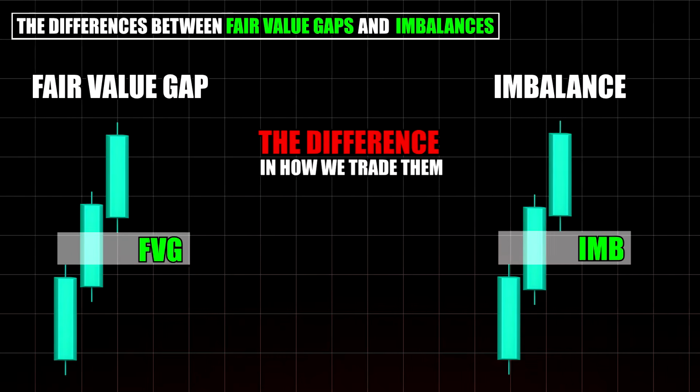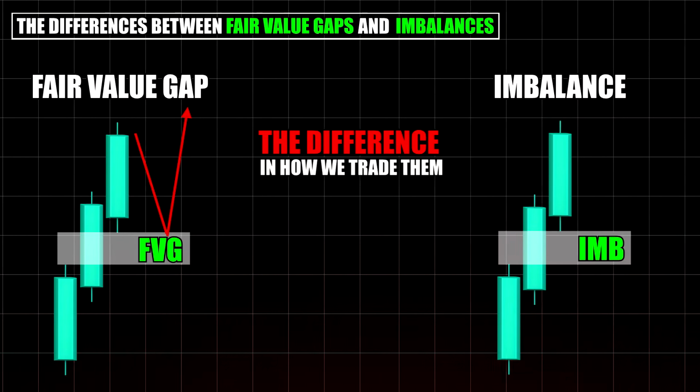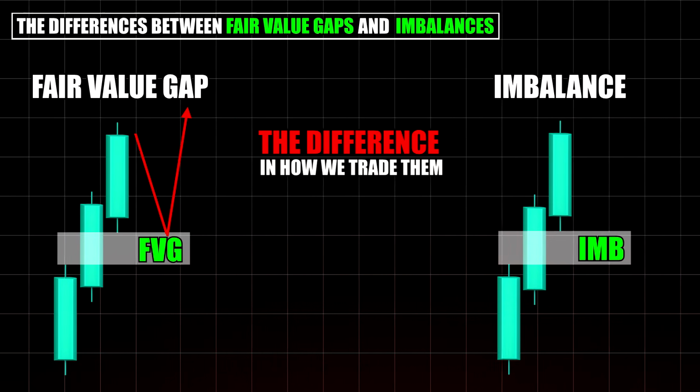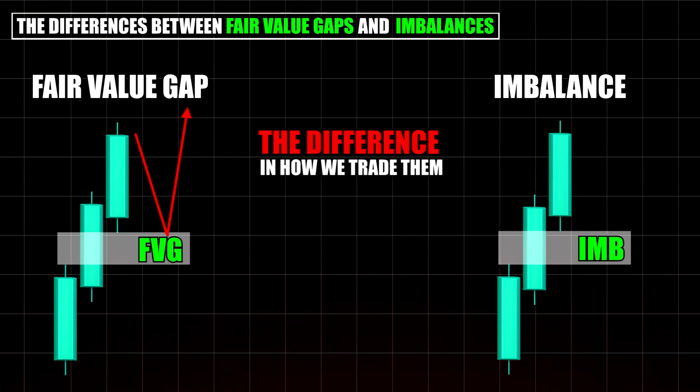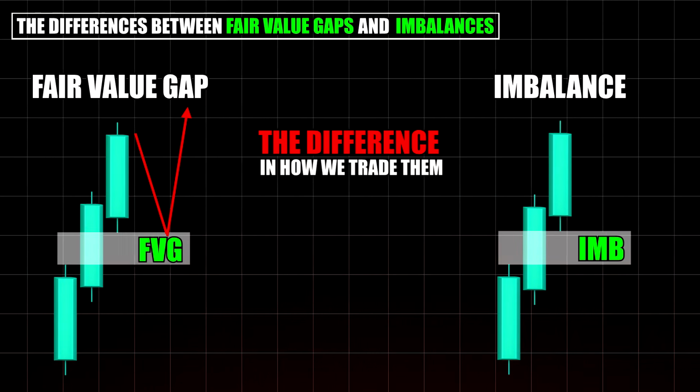With a fair value gap, the usual approach is to wait for price to pull back into that zone and then look for a potential long or short entry within that gap area. It's based on the idea that price may react and continue in the original direction after tapping into this inefficiency.